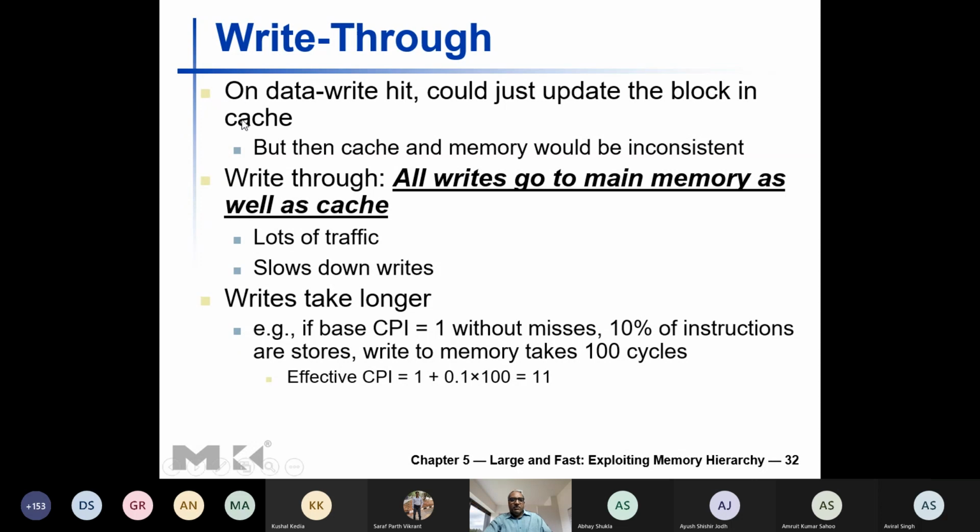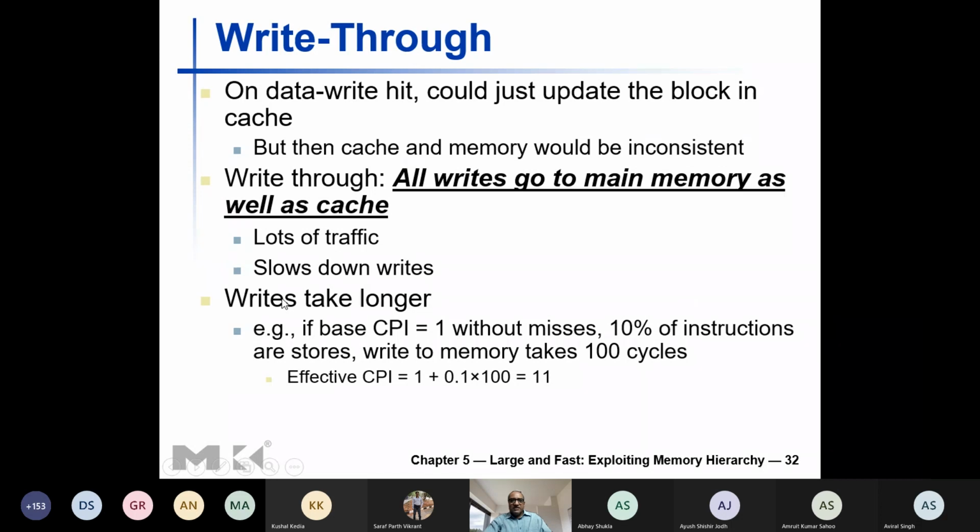So if, whenever you write into the cache, you also write into the main memory each time, it means a lot of traffic and it slows down the writes, right? But otherwise, no data inconsistency will be there. So how to handle that? There is another way, the write buffer. We'll see that.